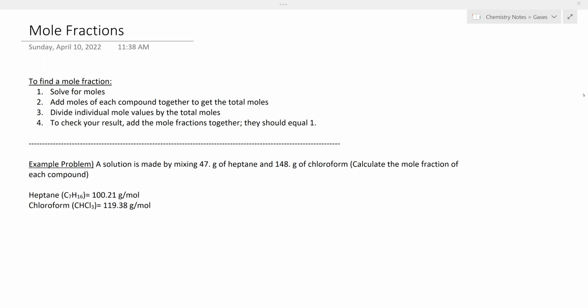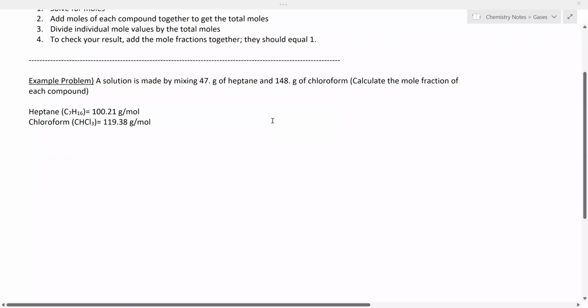So in order to check your result, all you have to do is add the mole fractions that you found together, and they should equal 1. If they don't, then something's probably wrong, and you should double check your work. Again, this is simple. So we're going right into a problem. So let's see.